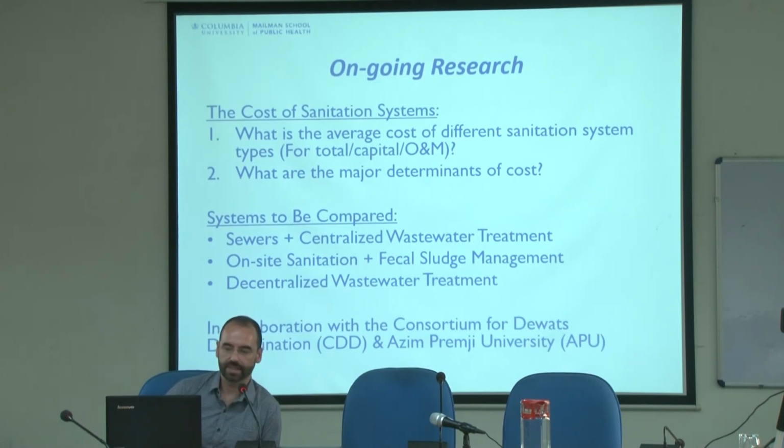So I haven't looked at that data yet, but the plan is to try and calculate what is the average cost for each of these different classes of sanitation systems, separately for total cost, capital cost, as well as operations and maintenance. And then, if we can, try and figure out what are the major determinants of costs as well. So again, this is very preliminary, but I would love to get your feedback on this particular research project and how we're framing it.